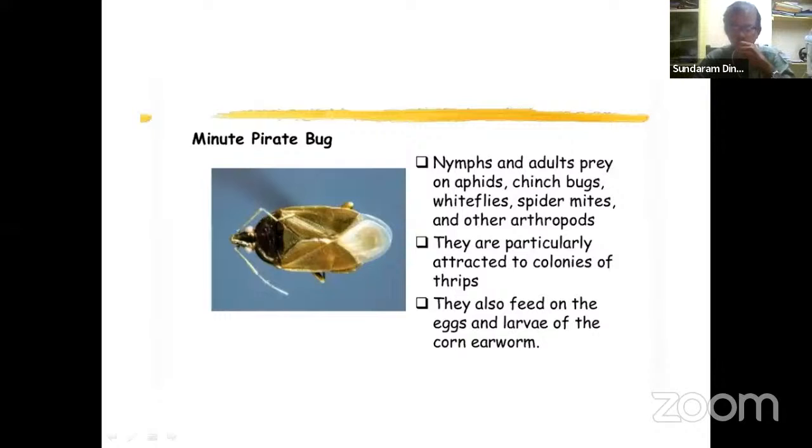Not only that, they are particularly attracted to colonies of thrips. The father of thrips in India, Dr. T. N. Ananthakrishnan of the Entomology Research Institute, Loyola College. Of course, he is no more now, but he has been considered the father of thrips in India. And we have the father of Indian entomology, whose name I'm mentioning, but I'll tell you that after some time.